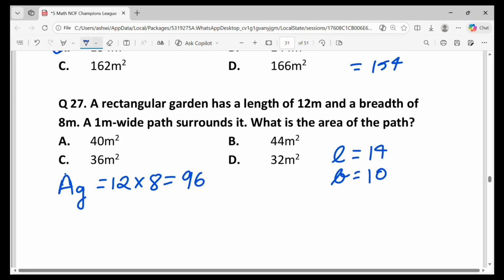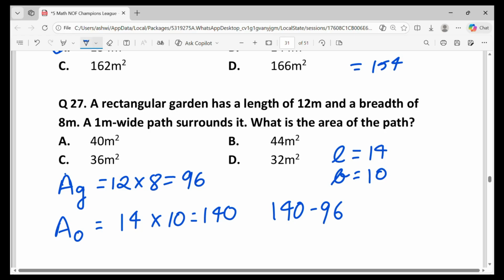So the area outer will be 14 into 10, that is 140. So the area of the path will be area of outer minus area of the garden, that is 140 minus 96, that is equal to 44. That is option B, 44 meters square.